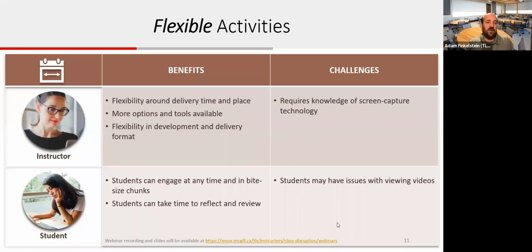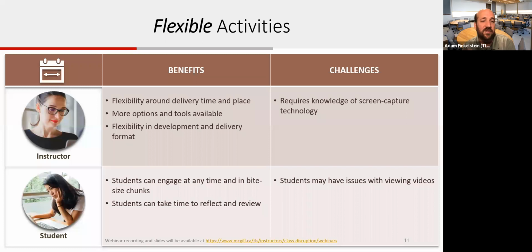When we think about the instructor, the benefit of flexible activities is that you have flexibility around the time and place in which you're going to do these activities. There are a lot of tools available that you can make a recording with, tweak it, edit it, change it, modify it, so you can get it to be exactly the right message that you want and not worry about saying the wrong thing live, which of course all of us do. And then of course it's recorded for all time, which is always an interesting thing to think through.